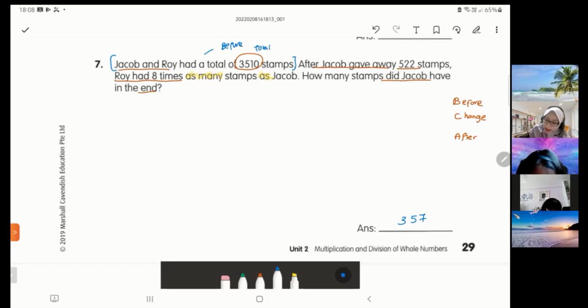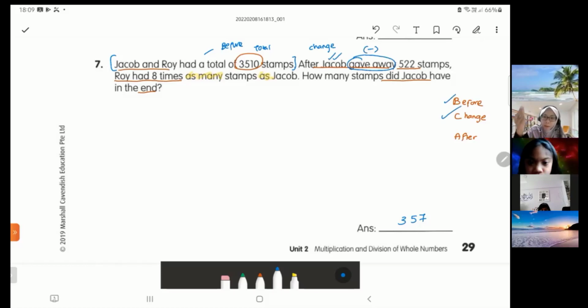Then the change, what happened in the question, is always the keyword such as gave away, threw away, eaten, taken, given. All these are the change keywords. The change keyword over here is give away. Who gave away? Jacob gave away. Gave away means minus. This is my change. Okay, I have my before, I have my change. After is what happens in the end after the change has taken place.